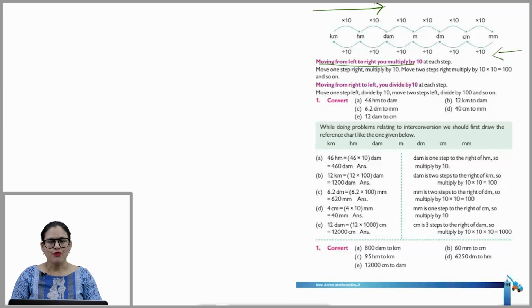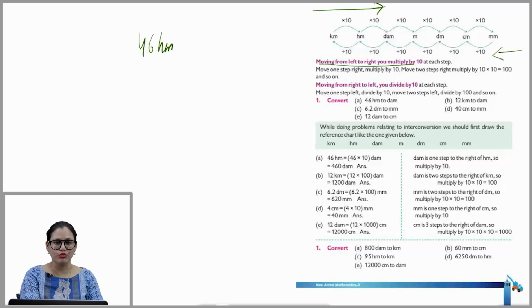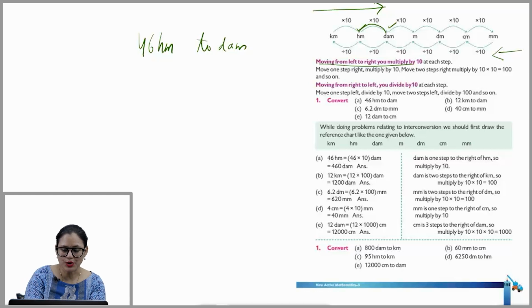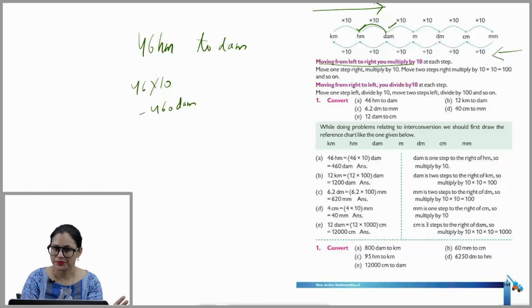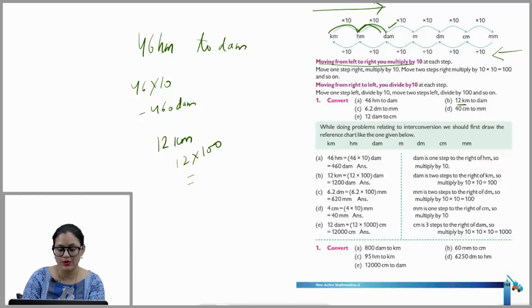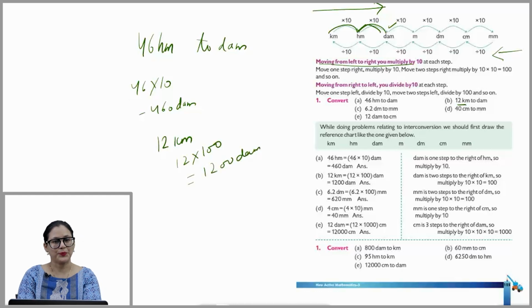Now let's convert 46 hectometer into decameter. So this is your hectometer, this is your decameter. You have to go only one step forward, so you will multiply by 10. So 460 decameter. Next, you have 12 kilometer. You have to convert 12 kilometer to decameter. This is kilometer, and you have to move 2 steps forward, 1, 2. So you will multiply 12 kilometer by 100. So 1200 decameter, right?